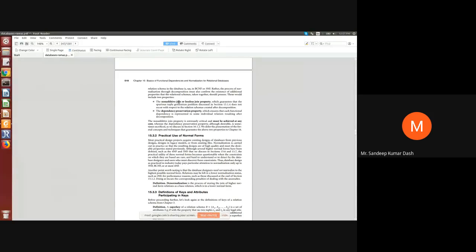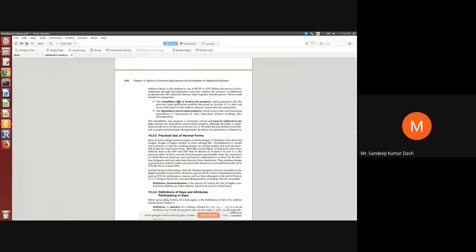Spurious tuple means when you are combining two existing relations, you are finding a third relation where some of the rows are not even present in table number 1 or table number 2. The information was not at all present, but it came up. While combining two tables, some of the rows will automatically come up which are actually not there in the original relations. So those are wrong tuples, wrong information, called spurious tuples.